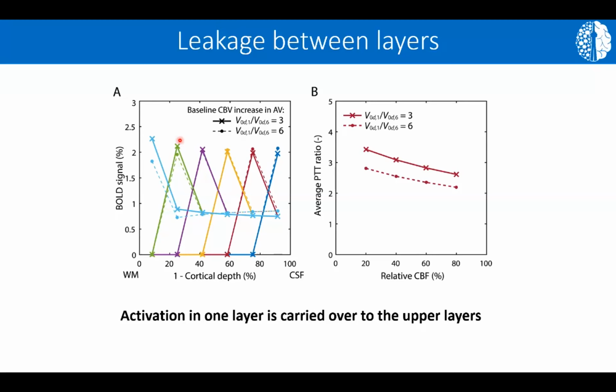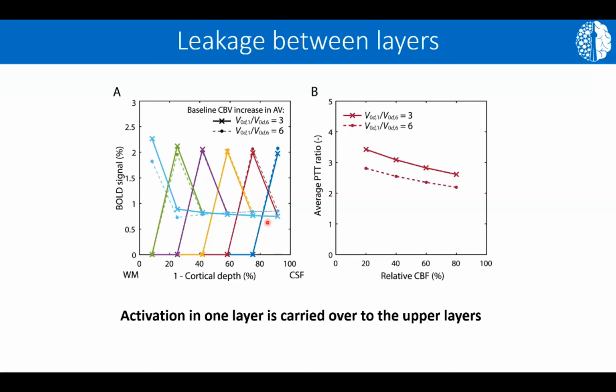Then we can repeat the same thing. We have activation on layer 5. Because the flow is towards the surface, we don't get any activation in layer 6, but we have a draining vein effect towards the upper layers. Now, this information we can actually use to calculate back from the empirical bold signal how the blood flow signal should look, based on this knowledge of the leakage from one layer to the next.